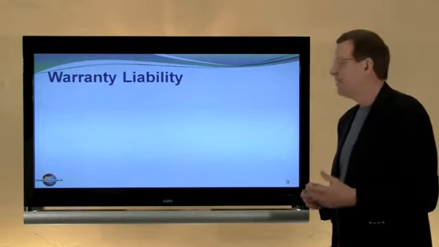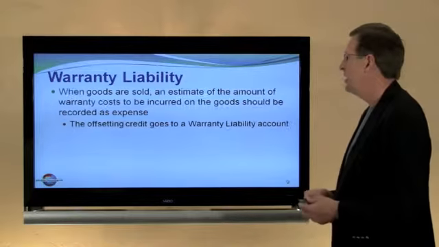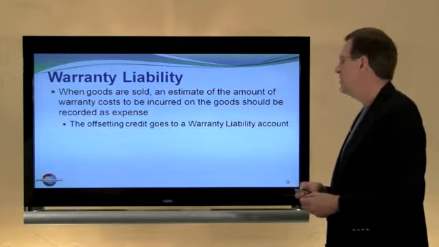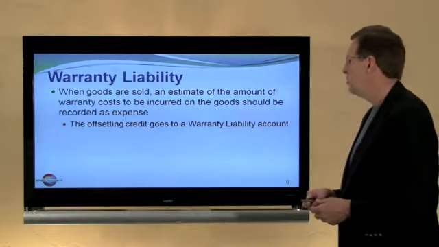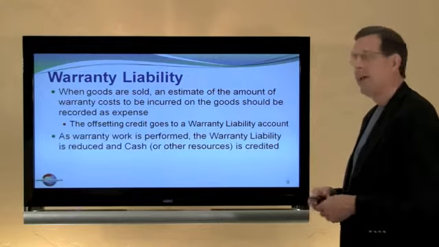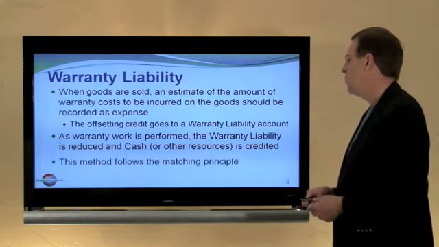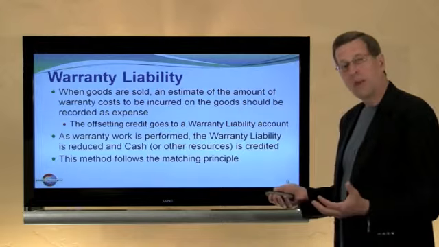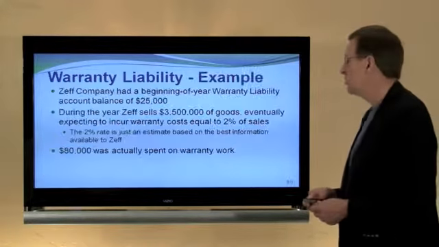Let's think about a specific case such as a warranty liability, which you might view as an estimated liability or a contingent liability. When goods are sold, an estimated amount of the warranty cost to be incurred on the goods should be recorded as an expense with an offsetting credit to a warranty liability account. As the warranty work is performed, we're going to be crediting cash and debiting the warranty liability account. This follows the matching principle such that we're recording expenses in the period of sale. The actual work may be done in a subsequent year.